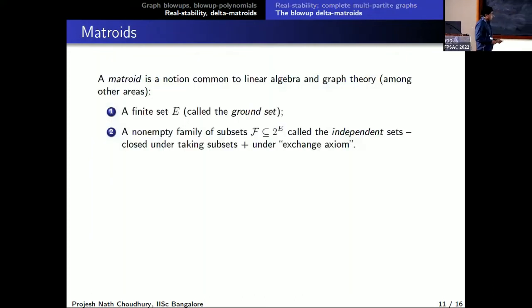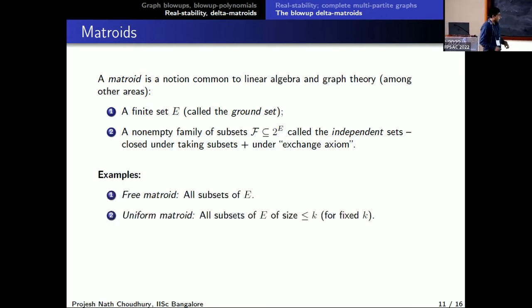So in the last part, I'll discuss some combinatorial abstraction of these results called delta-matroids. Recall that a matroid consists of a finite set E called the ground set and a family of subsets of E called the independent sets, which is closed under taking subsets and satisfies the independent set axiom. Here are some examples of matroids. The first one is known as the free matroid, where the independent sets are all subsets of E. If the independent sets are all subsets of E of size less than or equal to K, then we call it a uniform matroid.